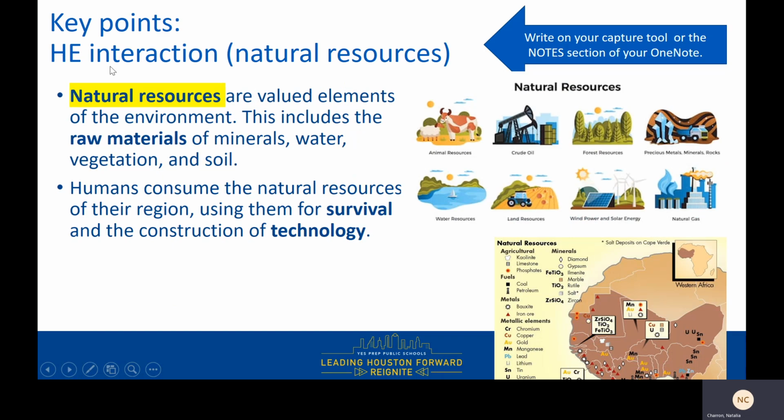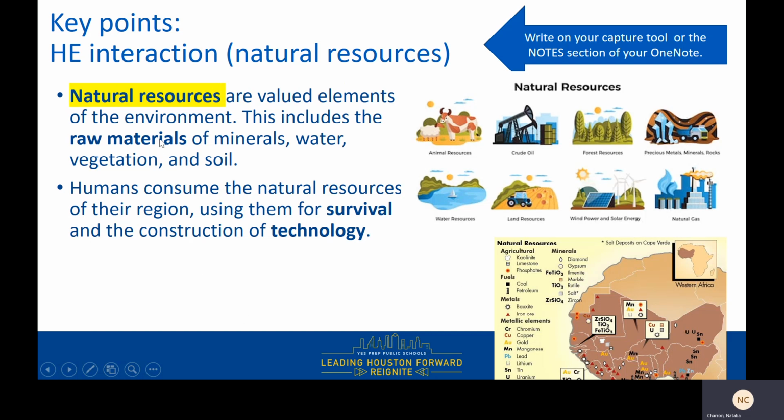Moving on to talk about human-environment interaction, focusing on natural resources. Natural resources are key to human development, and they are the valued elements of the environment. This includes the raw materials, another big vocabulary word that you do need to know, of minerals, water, vegetation, and soil. Humans consume natural resources of their region, using them to survive and also to construct technology. So natural resources can include water, it can include land, forests for the trees, precious metals, oil, animals, cowsies, natural gas, elements that are used to make other finished products.